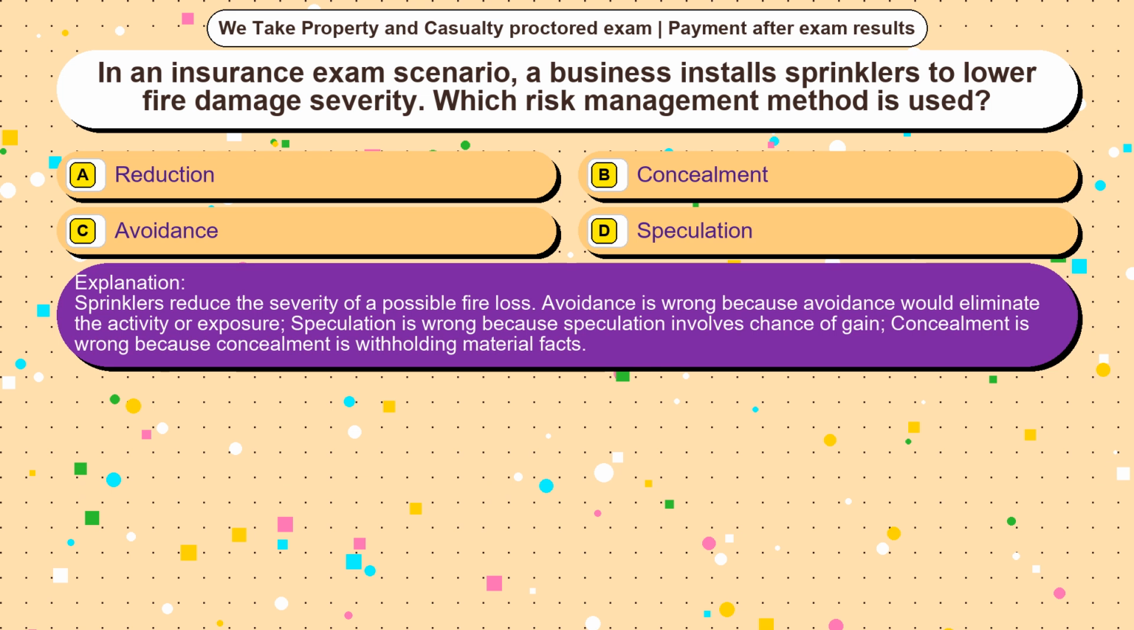Avoidance is wrong because avoidance would eliminate the activity or exposure. Speculation is wrong because speculation involves chance of gain. Concealment is wrong because concealment is withholding material facts.